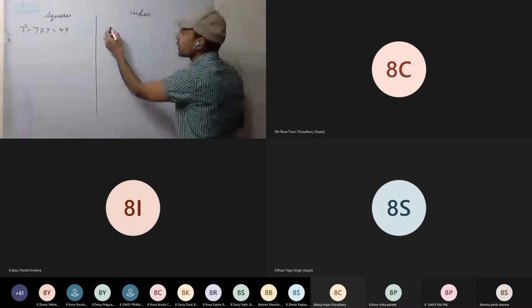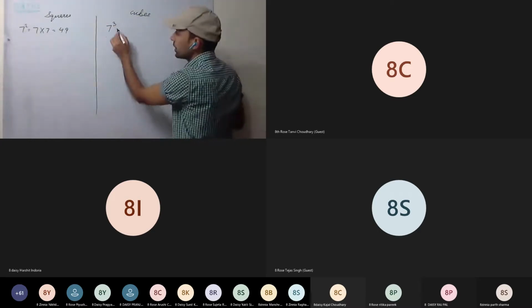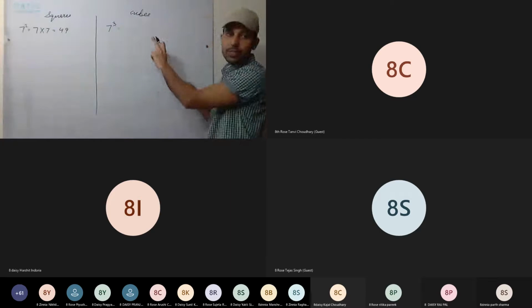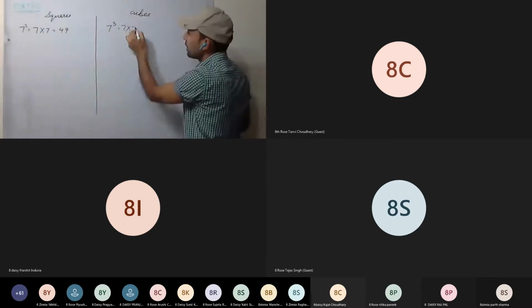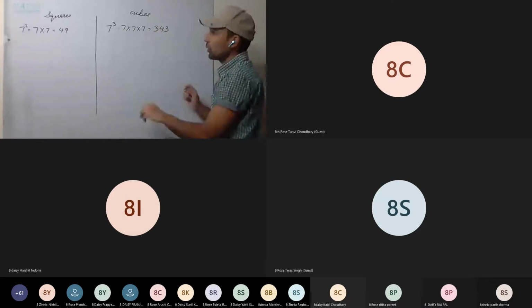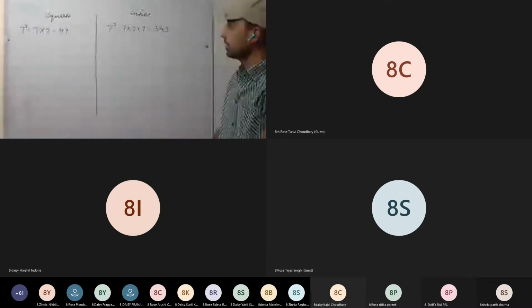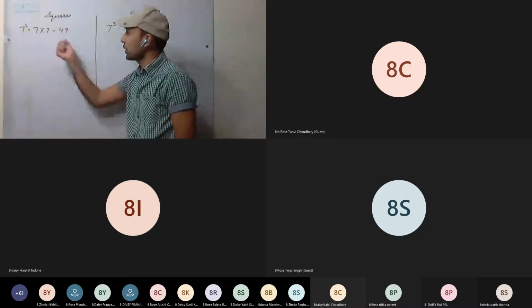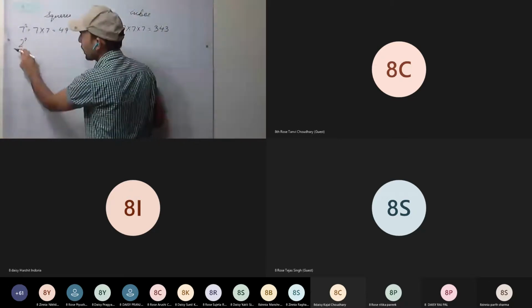Similarly, if you have cube, 7 cube, it means 7 has to be multiplied by itself 3 times. 7 cube, how much is it? 343. Is this clear? In squares, 2 times. If it is 2 square, we have to find.